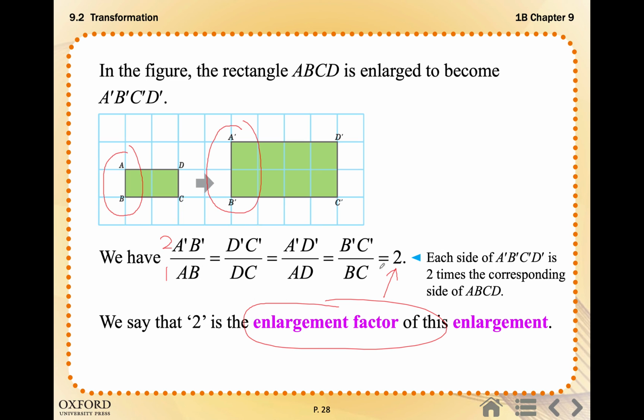And can you see that actually you can find 4 pairs of corresponding sides here because it is a 4-sided polygon, because this is a rectangle. So you just need to use any pair. That means you may use this pair or this pair or this pair or this pair. Just use any one. No need to use all of them. Then you can find the enlargement factor.